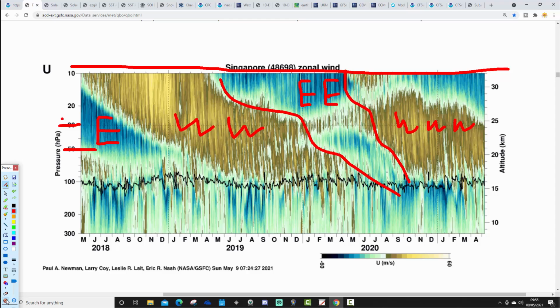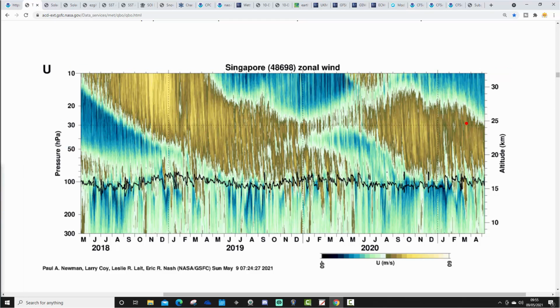The current situation is just here. You can see that we still just about have the westerly QBO continuing in the troposphere from 30 to 50 hPa. So we are still in a westerly QBO phase, but clearly the easterly QBO up in the stratosphere is getting strong.